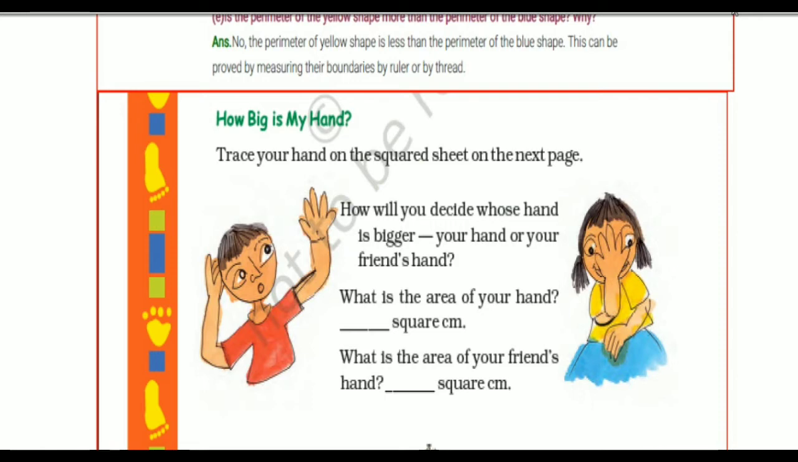Let's move on to the next topic. How big is my hand? Trace your hand on the square sheet on the next page. On the next page, a square sheet is given. There you can trace your hand.